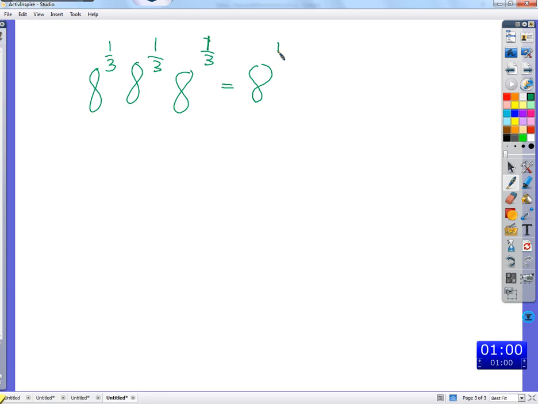Yeah. So just very similar to what we had before, we had to have a number times that same number times again that same number to give you 8. Right. So what number does that? Multiplies by itself 3 times. 2. 2 times 2 times 2 gives you 8.